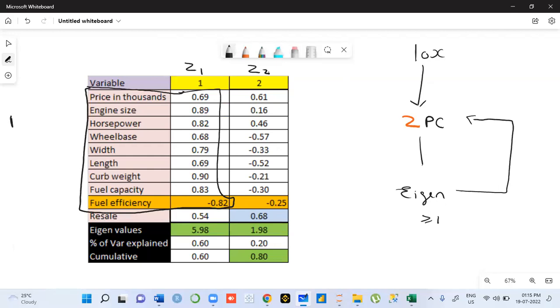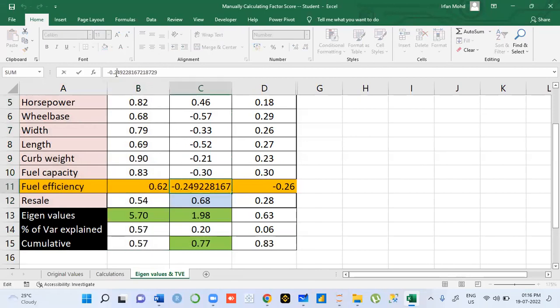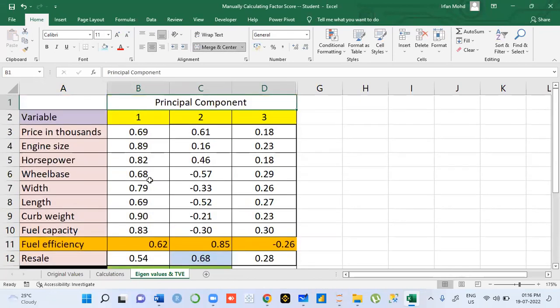So which group will this make, guys? PC1, or we can call it Z1. And resale will come in PC2, or we call it Z2. Got the point? Which variables are combining and making a group? Okay, that is separate, no problem. It's a scenario. If you want, I will change the numbers. I'll make this 0.61 and this 0.84. Now you tell me.